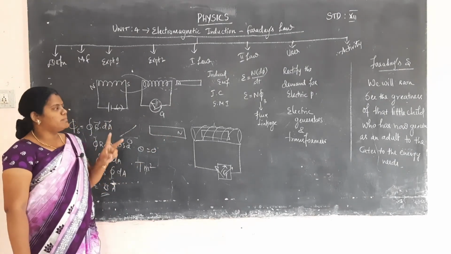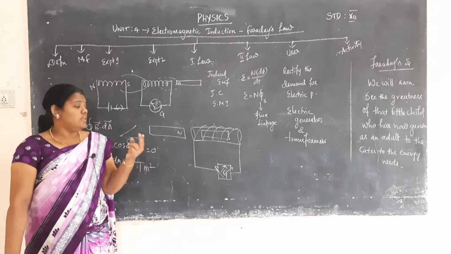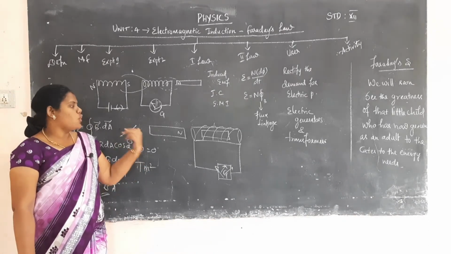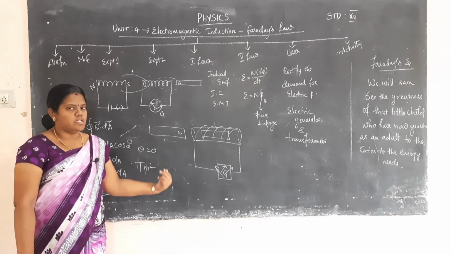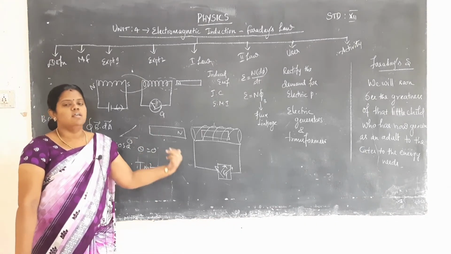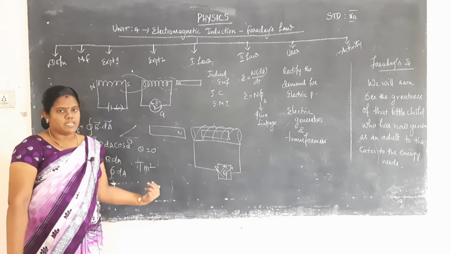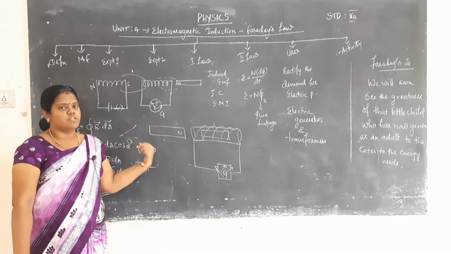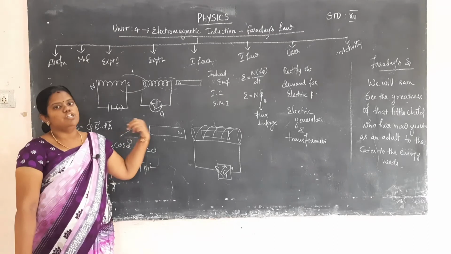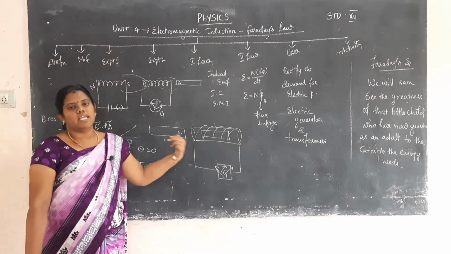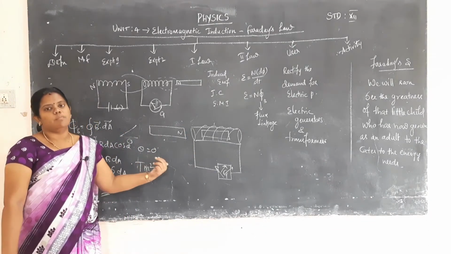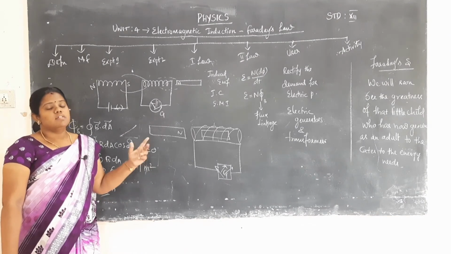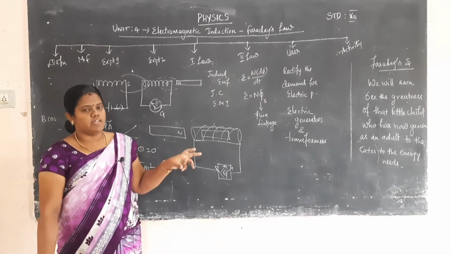And the second experiment: he took one coil connected with a battery and key, and took another coil connected with a galvanometer. When the current in the first coil increases, it automatically induces a current in the second coil. That is the way the galvanometer shows the deflection. Okay, those are the two experiments.